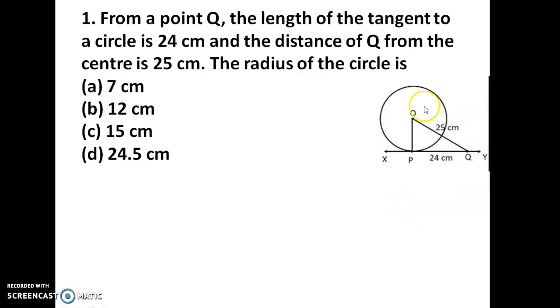Okay. So circle with center O and from the center to point Q it is 25 cm and the length of the tangent is 24 cm, that is from P to Q. We have to find out the radius. Okay, so radius is unknown, we have to find out.